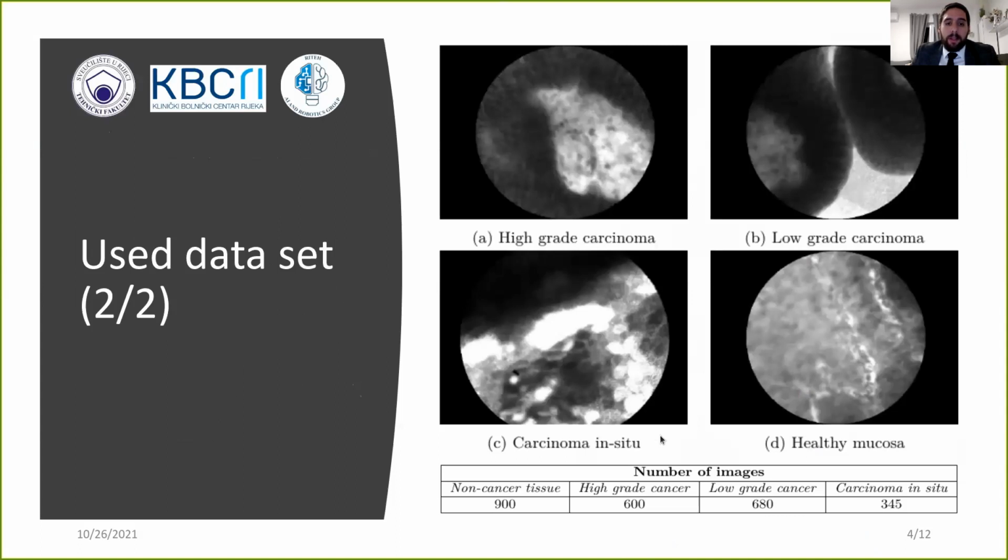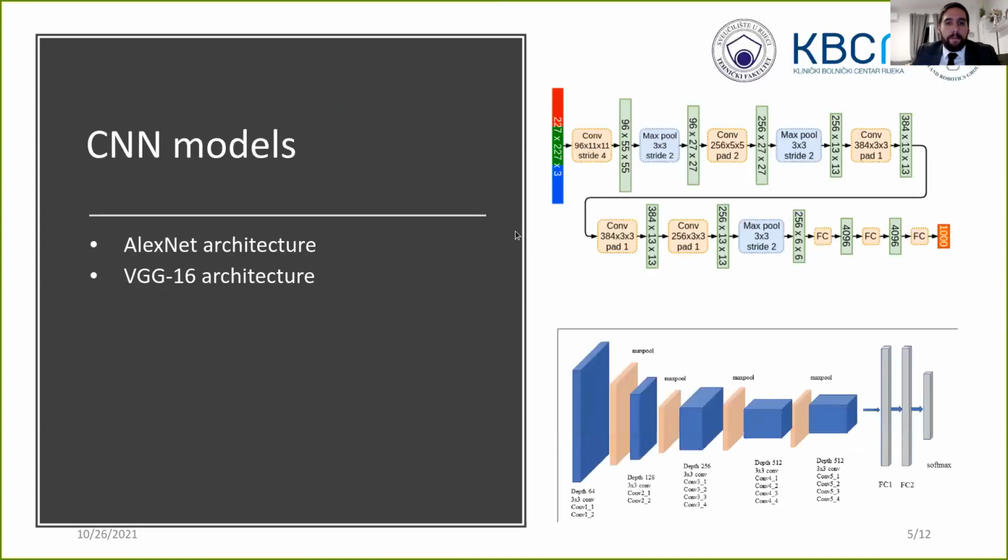Number of images, as we can see, for non-cancer tissue, high-grade cancer, low-grade cancer, and carcinoma in situ are pretty much in the same range, more or less. So we can conclude that this data set is pretty much balanced. So the data set as it is will be used in this research.